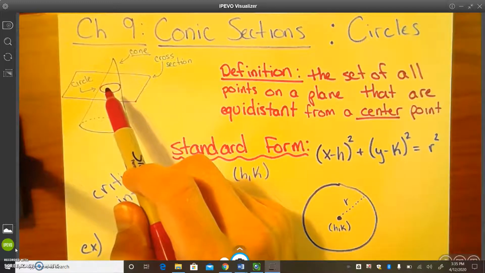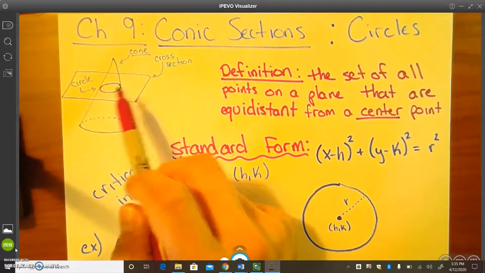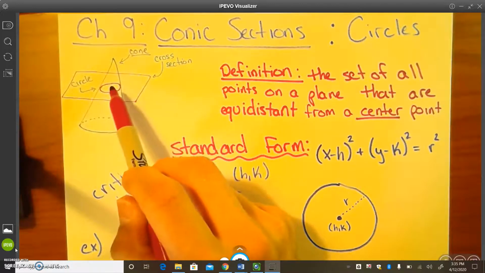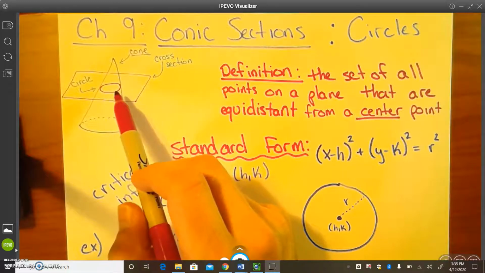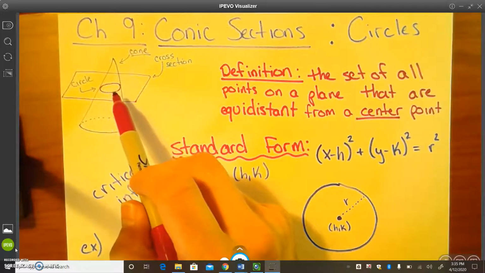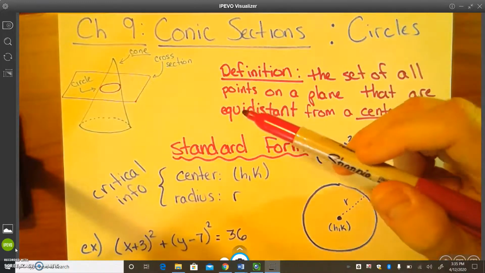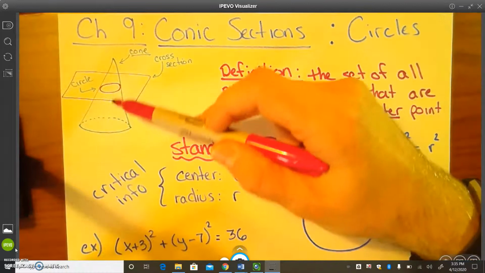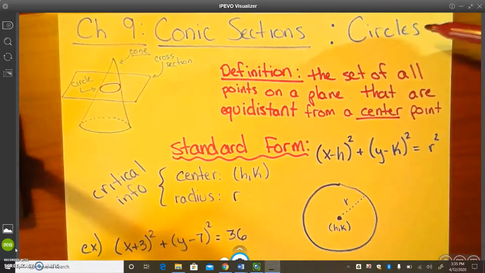So if we held the cone perfectly straight and sliced right across it, that slice would look like a circle, okay? Obviously, I'm trying to represent a three-dimensional object in two dimensions here, and my art is not 100% perfect. But the good news is you won't need to draw this. You just need to know that these objects are basically all hidden somewhere within a cone.